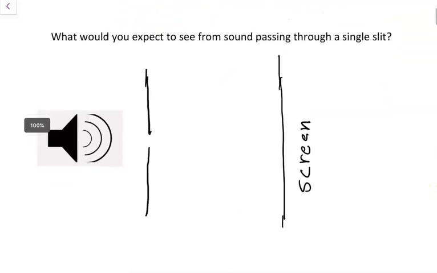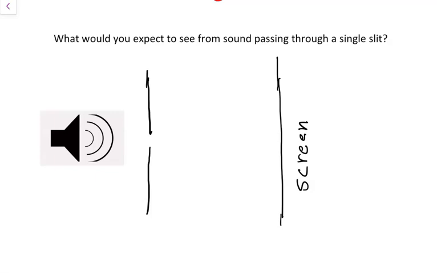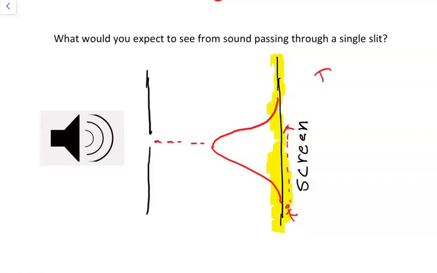So first I'll have a question: what would you expect to see from sound passing through a single slit? If we had a screen and my question was what would be the interference on this screen, what would be the intensity on this screen? If you were a little person right here and just walked down this line, where would you hear the most intensity? Where would you hear the least intensity? You would imagine, as a sound wave, that the intensity should decrease as you get further away from this center point, where the max should be right in the middle. You get that from the idea that the intensity is inversely proportional to the square of the distance.